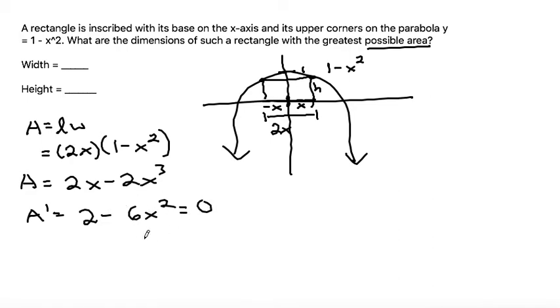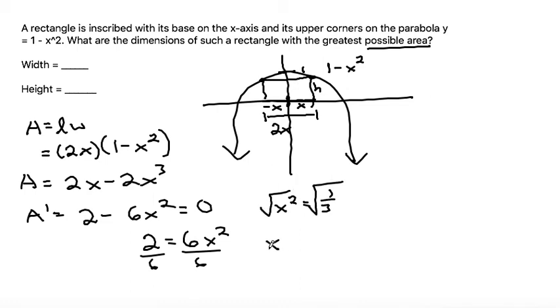So let's move the negative term over to the other side to get 2 is equal to 6x squared. Divide both sides by 6 to make x squared is equal to 1 over 3, and then square root to make x is equal to the square root of 1 over 3. So that's our x value that would give us the maximum area.